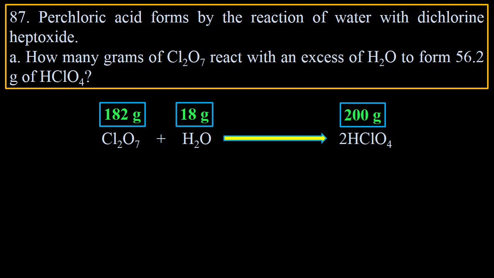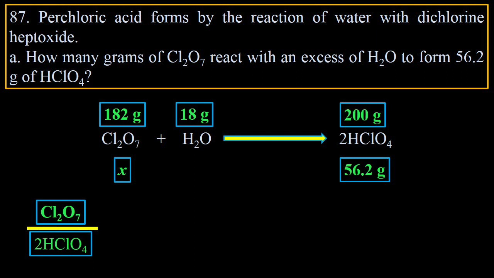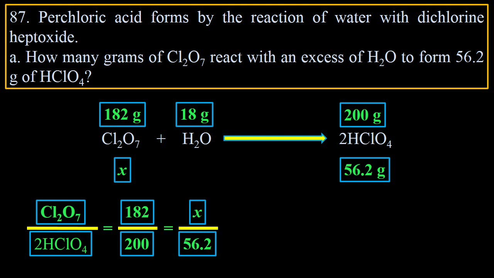So 1 mole of heptoxide is 182 grams. 2 moles of perchloric acid is 200 grams. I start out with 56.2 grams of perchloric acid. How many grams of dichlorine heptoxide are produced? I have my constant ratio of dichlorine heptoxide divided by 2 moles of perchloric acid. So it's 182 over 200 equals X over 56.2. Solve for X. It's going to be 51 grams.